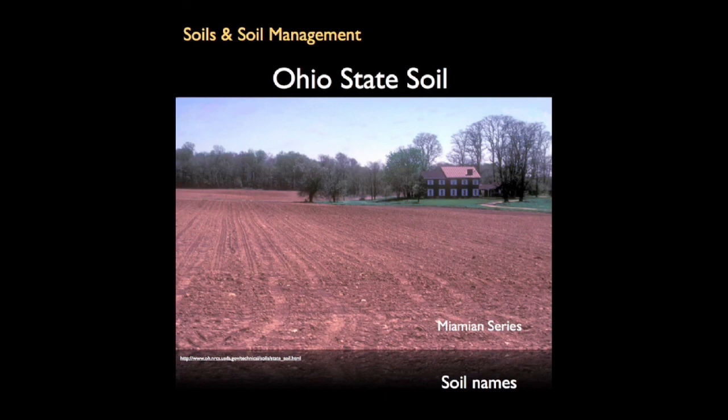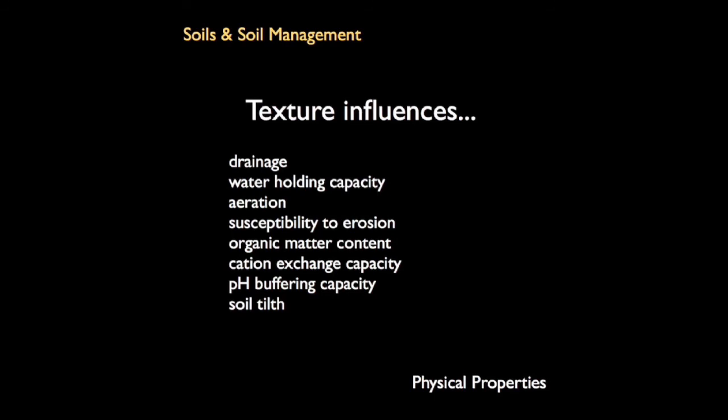Now to summarize, soil texture is an important soil characteristic that drives many uses of soils, such as crop production and field management. Texture is determined by the percentage of sand, silt, and clay. Texture influences drainage, water holding capacity, aeration, susceptibility to erosion, organic matter content, cation exchange capacity, pH buffering capacity, and soil tilth. We will elaborate on many of these parameters in other units.